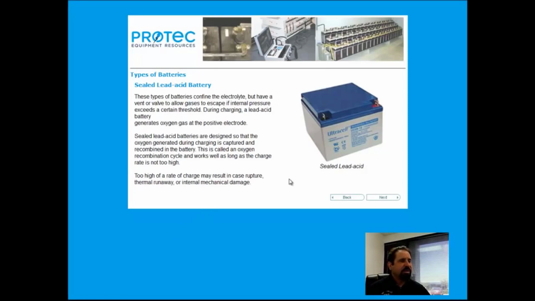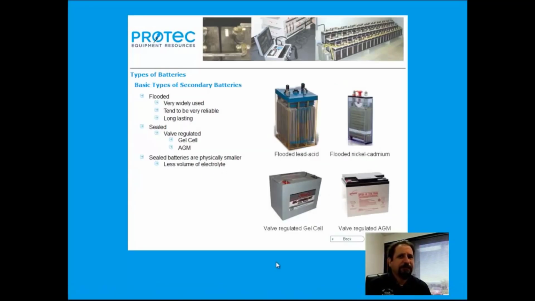And here in our sample of a sealed cell, we see that the jar is typically a solid or opaque jar where we cannot view the internal electrolyte material or the plate construction. Now, flooded cells are very widely used, particularly in utility applications and in many telecommunication applications. They tend to be very reliable and very long-lasting batteries or cells. The sealed cells are the valve-regulated style batteries, and they come as either gel cells or AGMs.